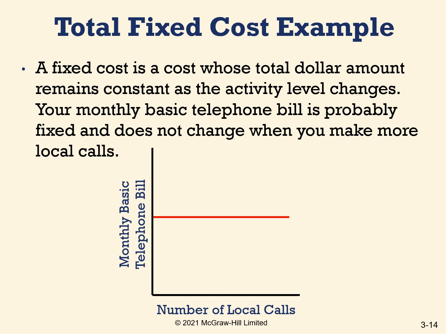So now we can jump back into our total fixed costs. So if you remember, a fixed cost is a cost whose total dollar amount remains constant as the activity level changes. And our example was your monthly basic telephone bill is probably fixed and does not change when you make more local calls. So again, that's your unlimited call and text plan. So it doesn't matter how many calls or texts you make, you're still going to pay that $100 per month for your phone bill. It's completely fixed at the total cost level.